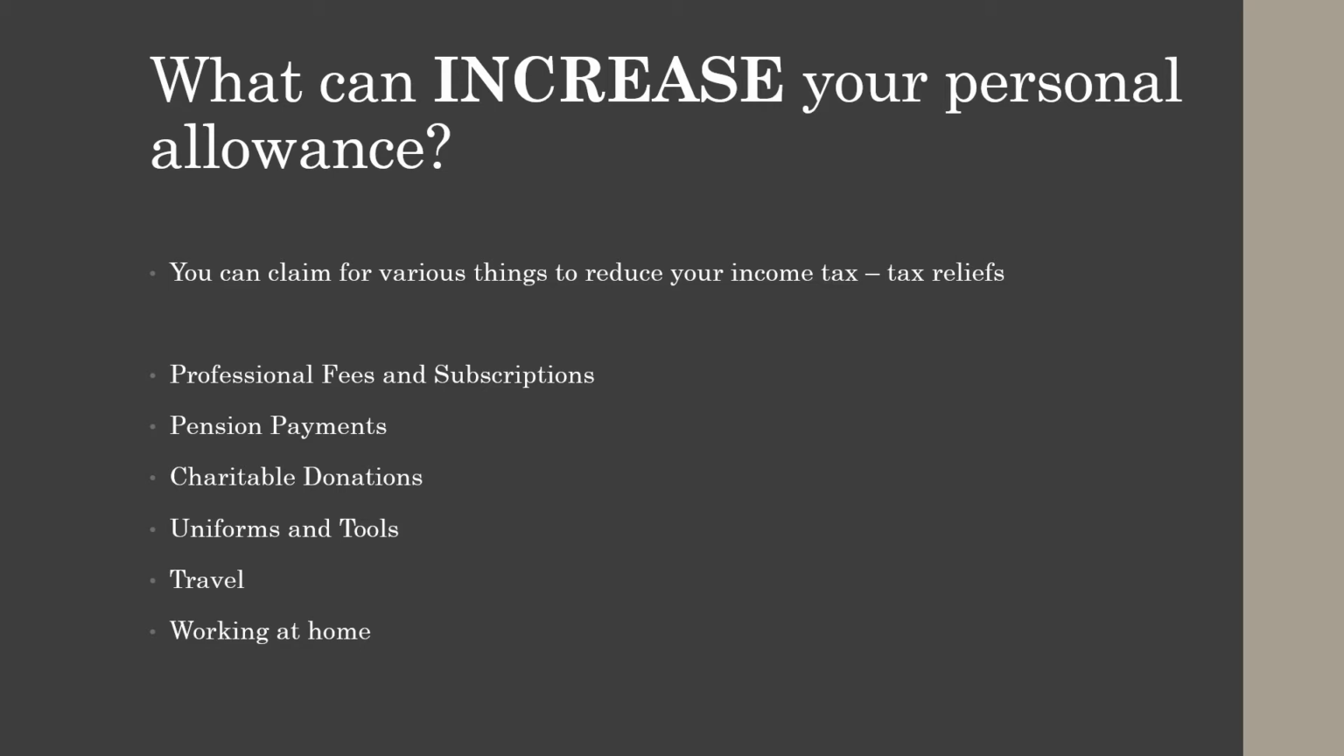Your personal allowance can also be increased, so you can claim for things that will reduce your income tax. These are called tax reliefs. These can include things such as professional fees and subscriptions, personal pension payments, charitable donations, money spent on uniforms or tools, business-associated travel, and even working at home.